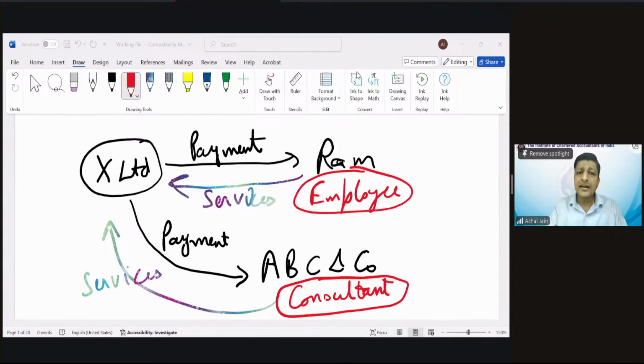Hina, clear on this? Yes, sir, clear. Thank you. Okay, great. Linga is saying that for a person to be an employee in a company, that person needs to be on the rolls of the company. Is this understanding correct? Of course, yes. This understanding is absolutely correct.